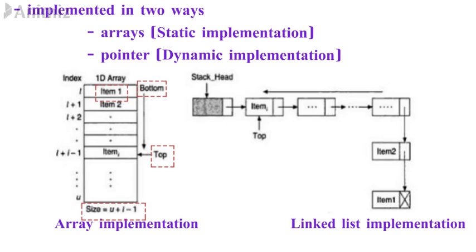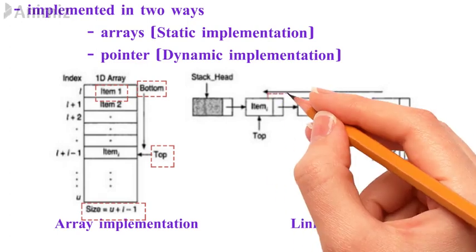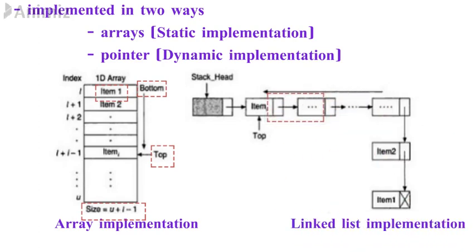Now when you come to the next diagram, linked list representation, you have several nodes. Each and every node contains the item and the address of the next node which has to be traversed. So this becomes the linked list representation of stack.